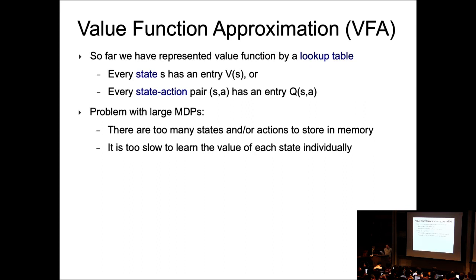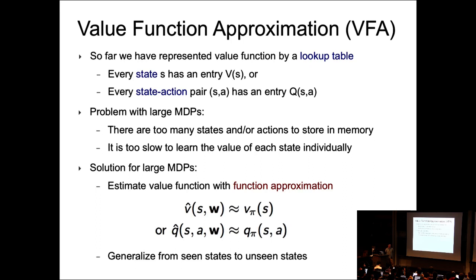Obviously, the problem with large-scale MDPs is that there are just too many states or too many actions to store in memory. It's also very slow to learn the value of each state individually, right? Particularly if you have a very large state space. So the solution for large-scale MDPs is a pretty simple one, right? We're going to estimate the value function with function approximation.